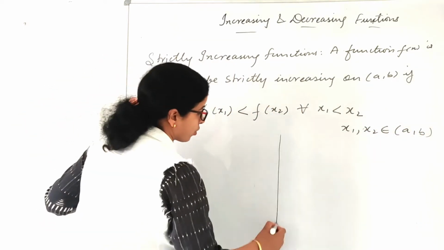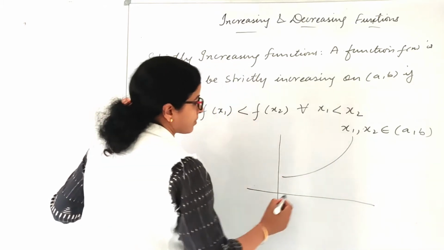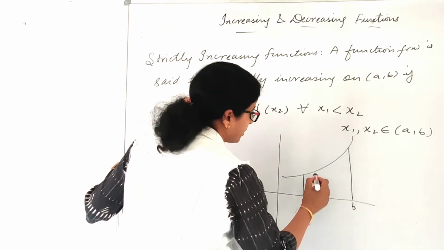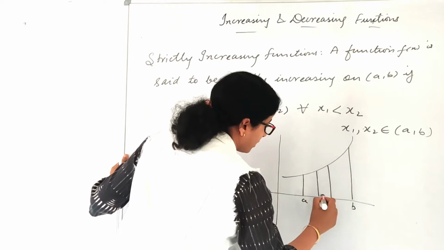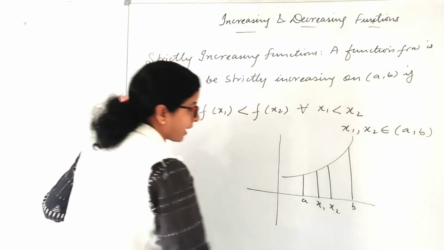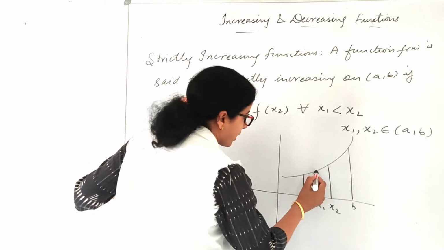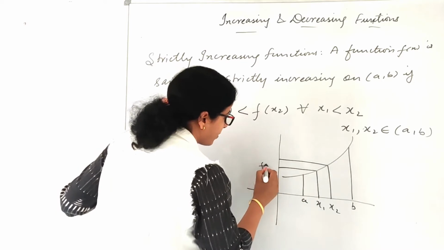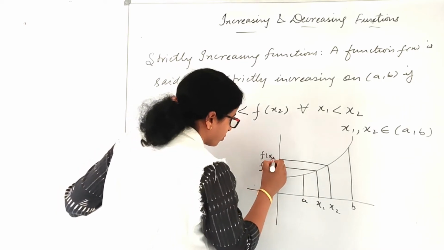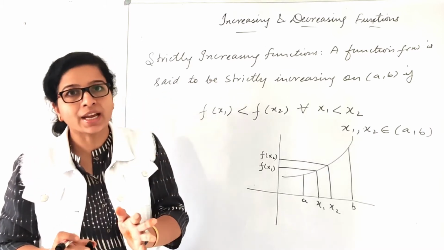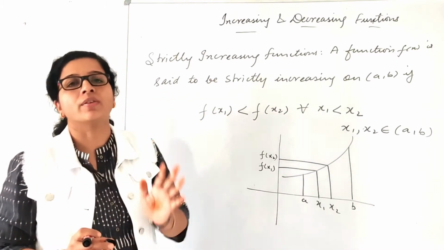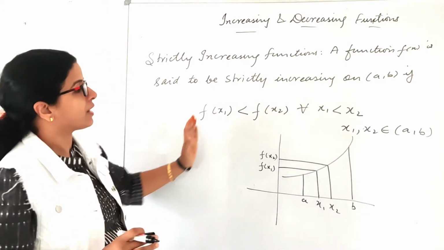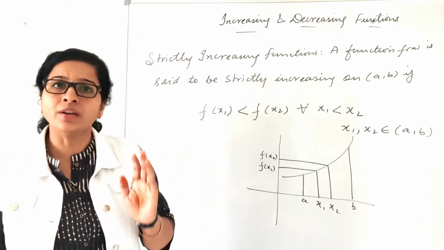So let us have a look at the graph. Say for example, this is my function. This is point a, this is point b, and we have 2 points between a and b, x1 and x2. So this will be my f(x1) and this is f(x2). Whenever x1 is less than x2, f(x1) will be less than f(x2). Whenever x1 is greater than x2, f(x1) will be greater than f(x2). So those functions are nothing but your strictly increasing functions.